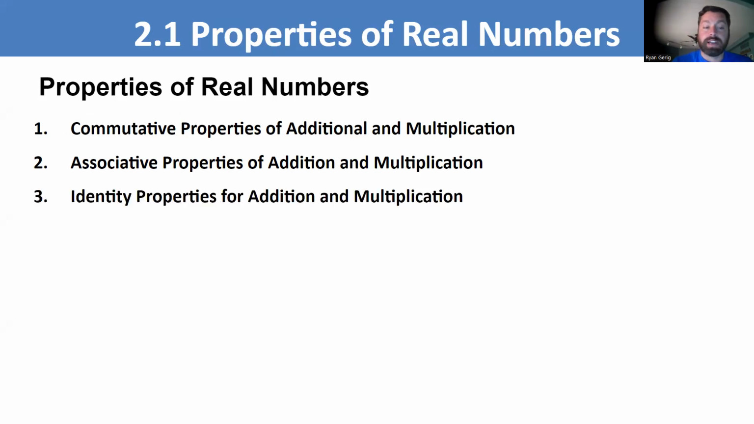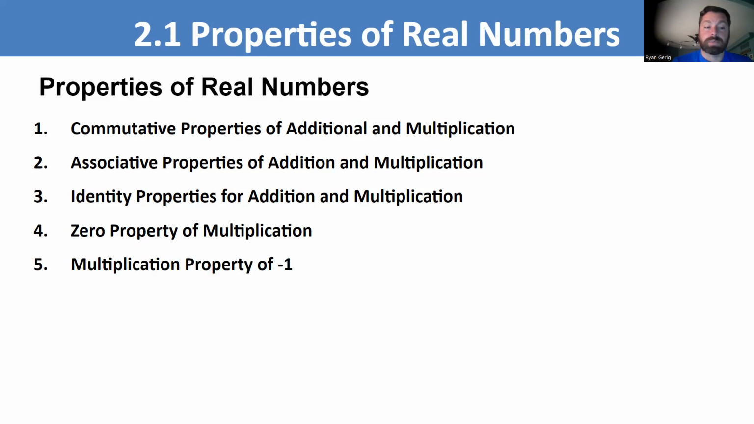Then we talked about the identity properties. With addition, the identity is 0, which means if I add 0 to a number, I get that number. With multiplication, the identity is 1, meaning if I multiply a number by 1, I get that number. We talked about the 0 property of multiplication, which says that if I multiply a number by 0, I get 0. And lastly, we talked about the multiplication property of -1, which says that if I multiply by -1, I get the opposite of that number.